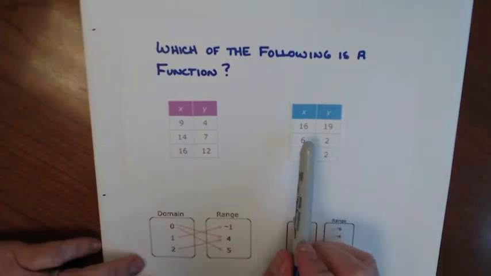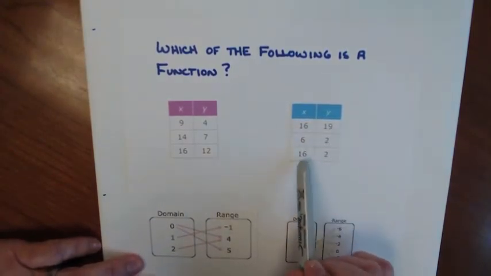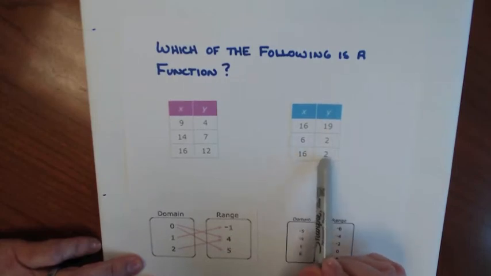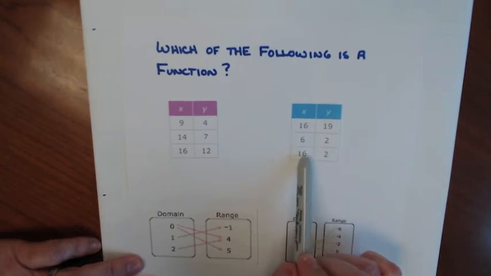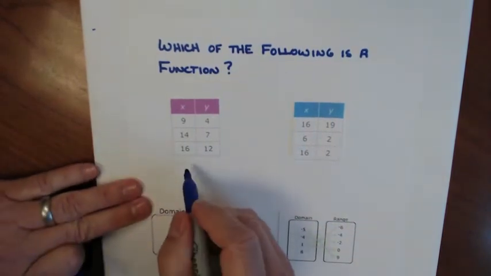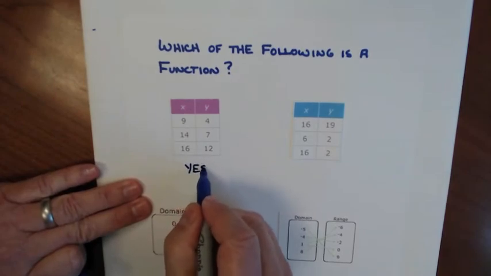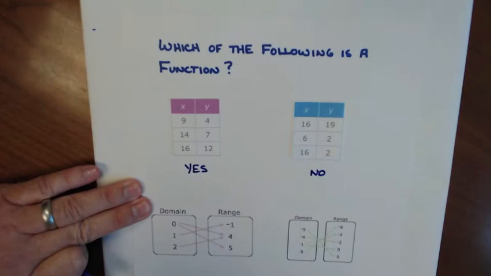However, looking at this table, they're trying to take 16 and assign it to 19, and they're trying to take 16 and assign it to 2. If the x's repeat, like it's doing right here, then it's not a function. So this one, yes, this is a function. This one, no, it is not a function.